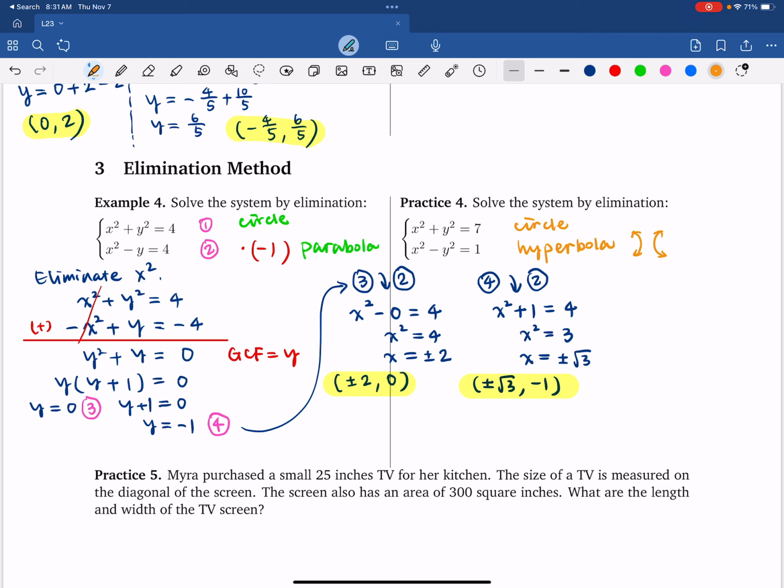I'm going to give you the solution to this system. There are going to be 4 solutions again. So we have 2 radical 3, 2 negative radical 3, and then -2 radical 3, and then -2 negative radical 3. So a total of 4 solutions.